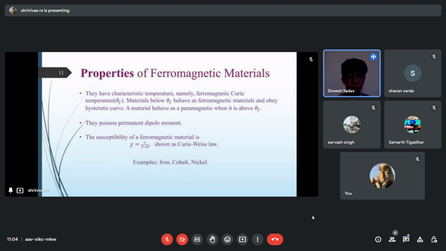The uses of ferromagnetic materials: they are widely used in industries, in devices like electric motors, generators, transformers, telephones, loudspeakers, etc. Now, our friend will explain further topics.